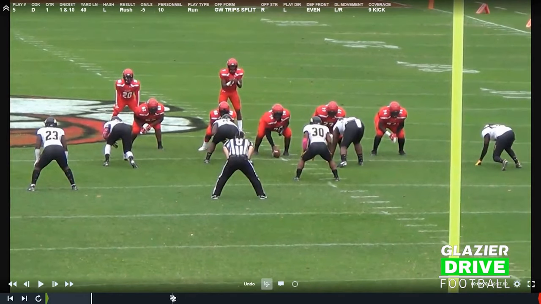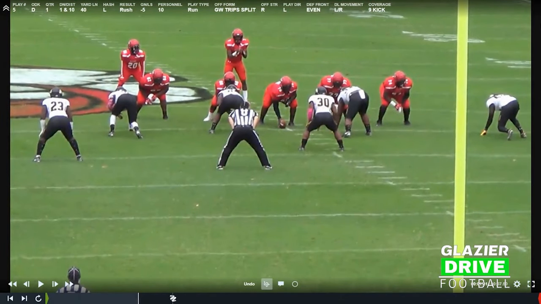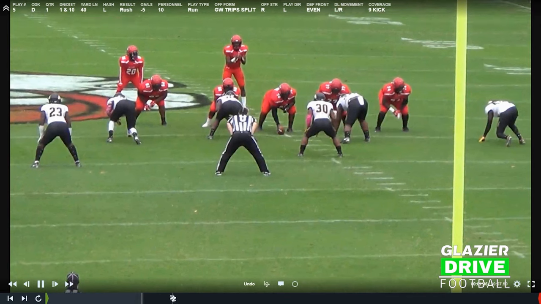It also helps this guy out, because now he's responsible for ultimately two gaps, so he can tell them where to go to now get his Mike linebacker back into the run fit.